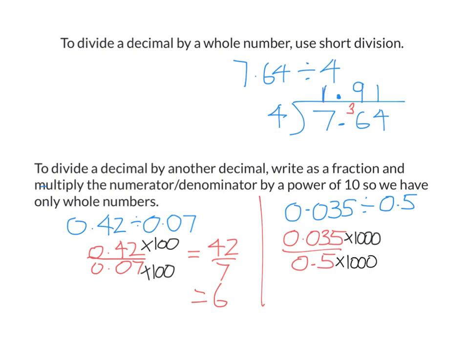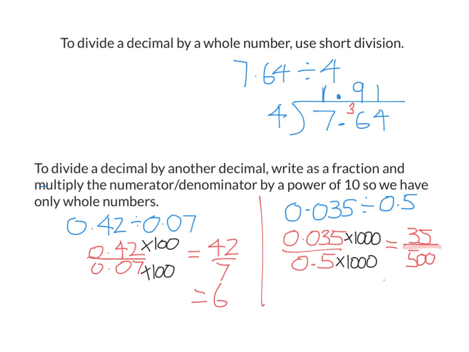So what I get: 0.035 times 1,000 ends up as 35. I move the decimal point 3 spots to the right. 0.5 times 1,000. I need to move the decimal point 3 spots to the right. After I move the decimal point 1 spot, I've run out of numbers, so I write some zeros. If I move it 1 spot, I get 5. 2 spots, I get 50. 3 spots, I get 500. So now I'm left with 35 over 500.